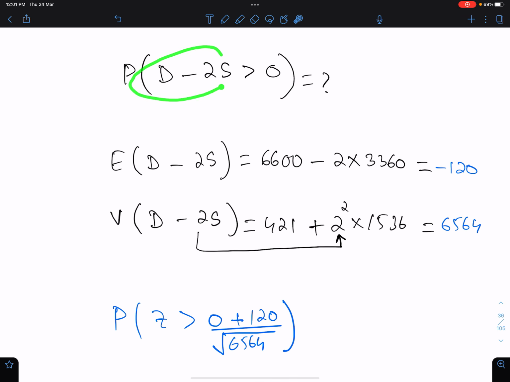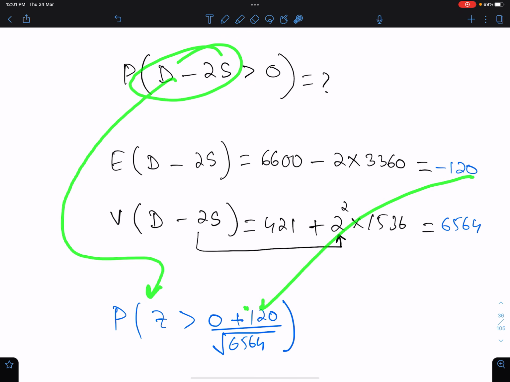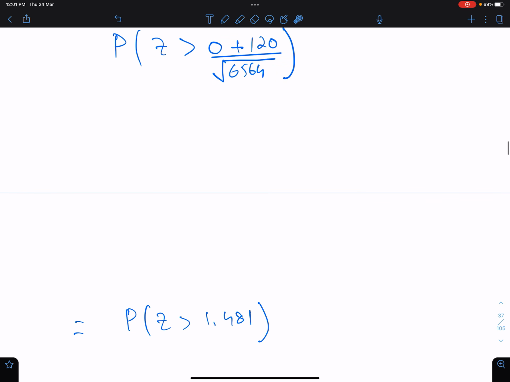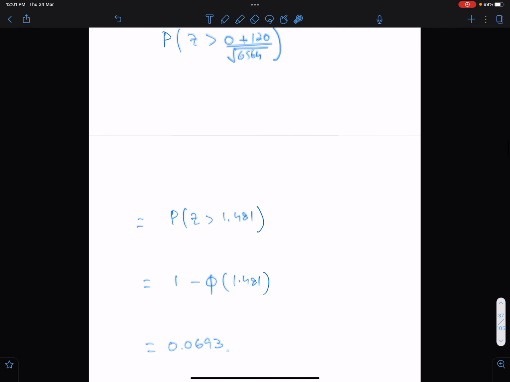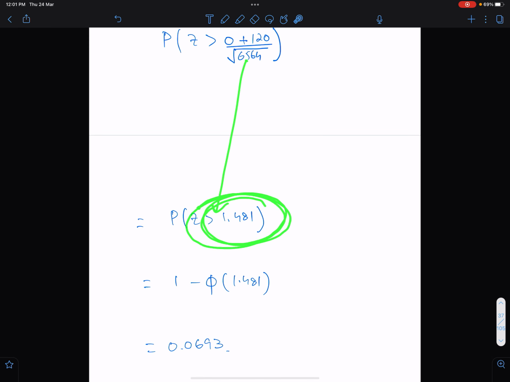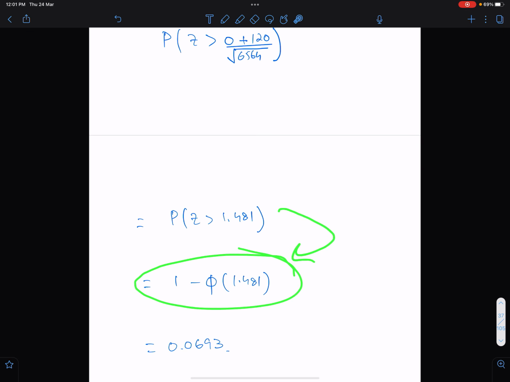Now convert this statement into z. 0 minus this, so because of this minus, this will be plus. And I think this is a small area, so it should be 1 minus 5. And here's the final answer.